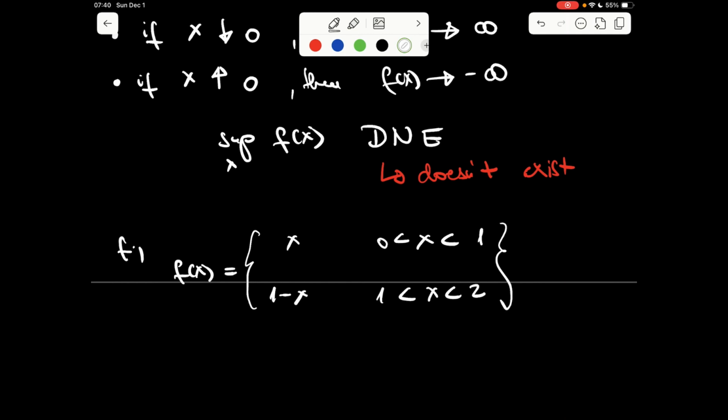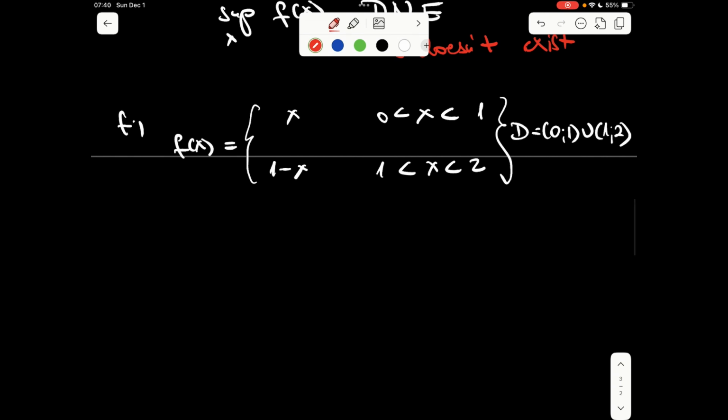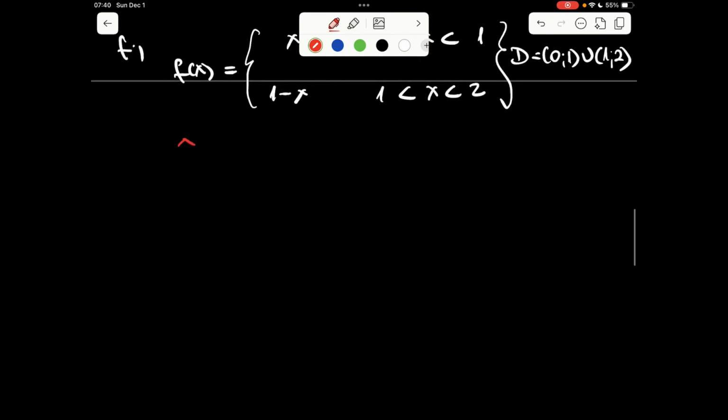Supposing that the domain is the union of two open intervals. So this is a nice exercise, and we might try to draw a simple figure. Okay, so this is the domain.